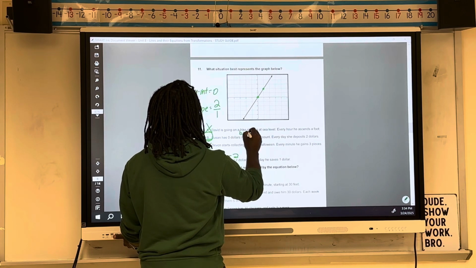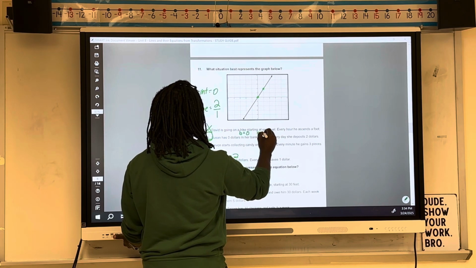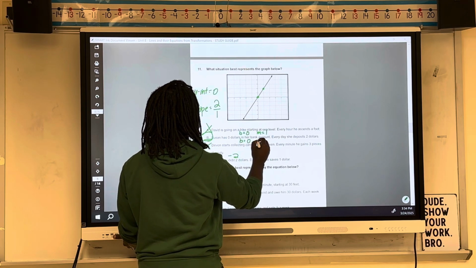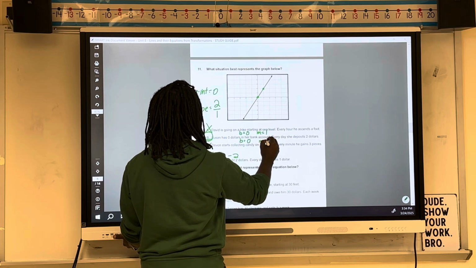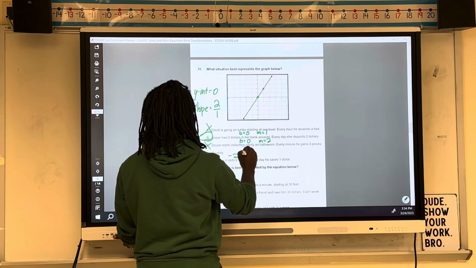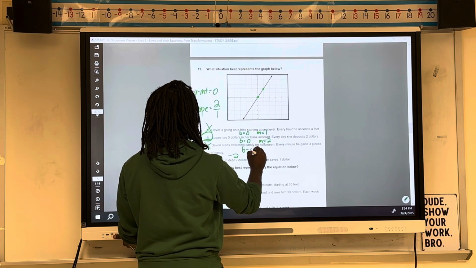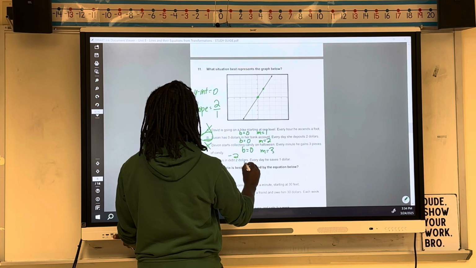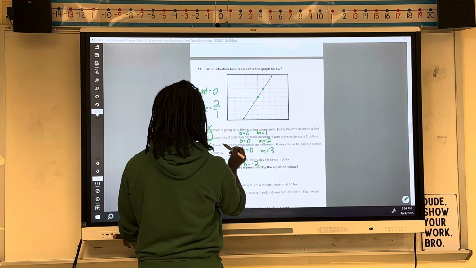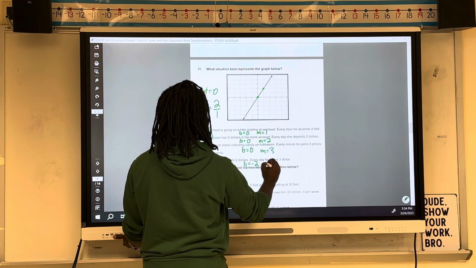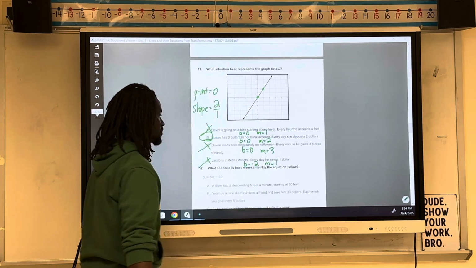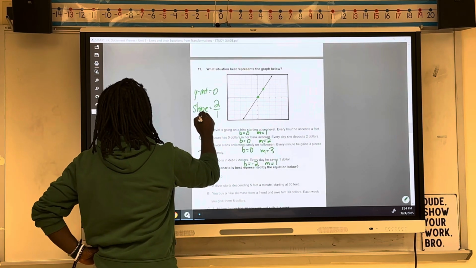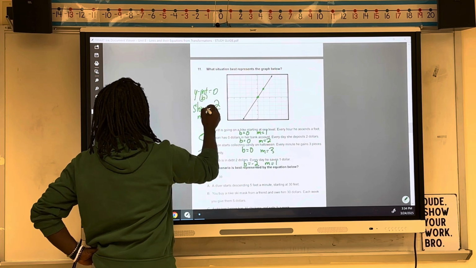Again, this one has a y-intercept of 0 and a slope of 1. This one has a y-intercept of 0 and a slope of 2. This one has a y-intercept of 0 and a slope of 3. And this one has a y-intercept of -2 and a slope of 1. So that's why, again, my slope is M, my y-intercept is B.